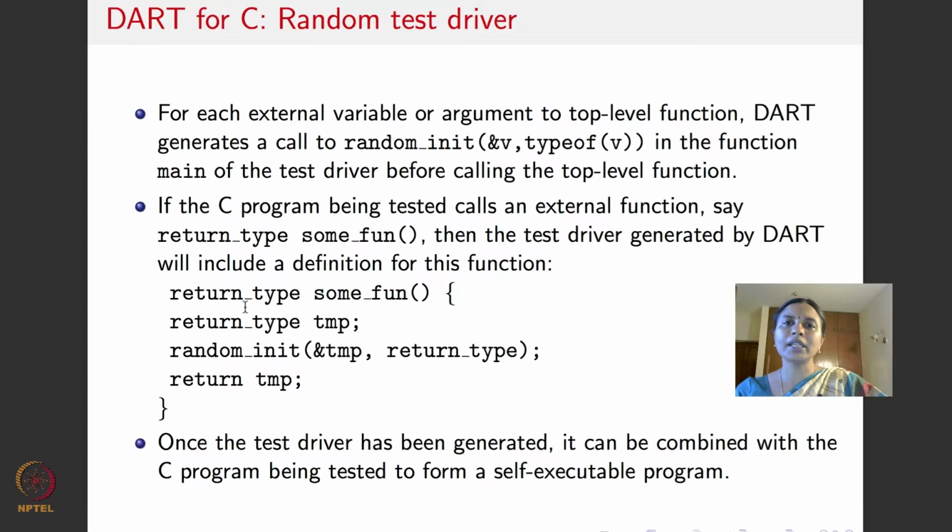So what it basically does is that if there is a particular function, Dart creates a stub for that function and returns a variable that is of compatible type to the actual variable that the function would return. So once this test driver has been generated, now we can combine it with the C program to form a self-executable program that is ready for instrumentation.